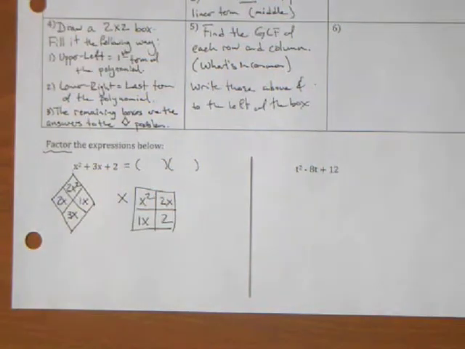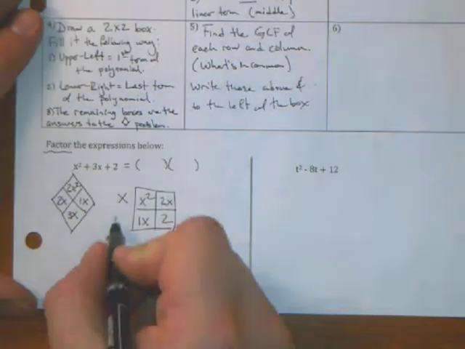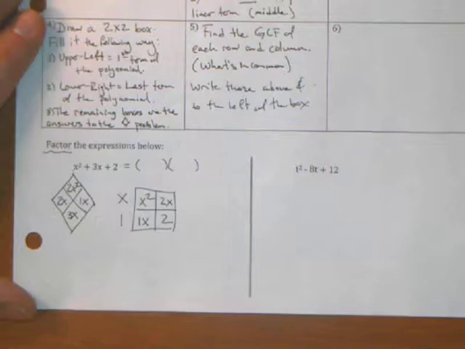What was in common here between 1x and 2? A 1. Right? There's no x's, so we can't write an x. The only thing that's in common is, like, 2 doesn't go into 1, but 1 goes into any number we want it to. So if you can't find anything else, what the GCF, or what's in common, is going to be a 1.